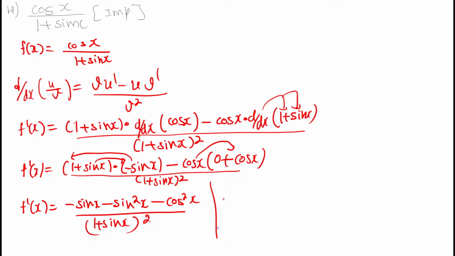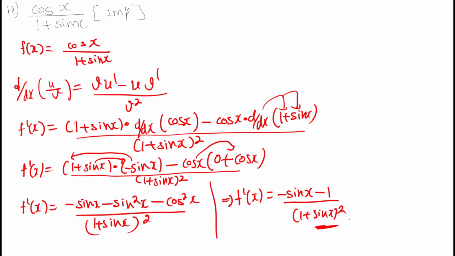In the next step, see, this implies f dash of x is equal to minus sin x minus sin square x minus cos square x, it is minus 1, divided by 1 plus sin x whole square. This will be the derivative of the given function.